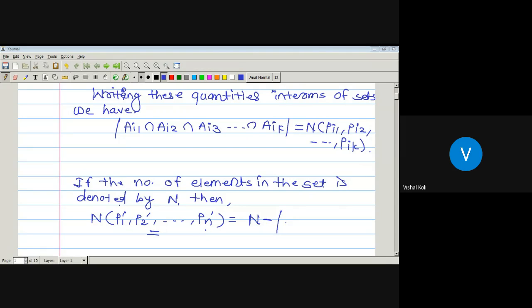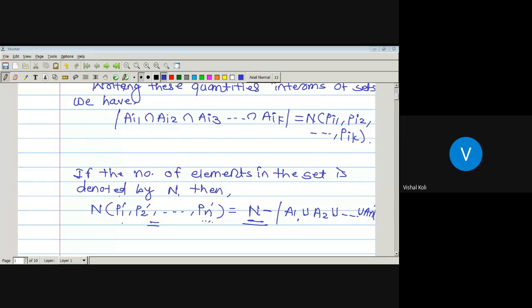It means we have to take A1 union A2 union up to so on union An. Since A1 union A2 union up to so on union An contains all the elements which satisfy either of the properties P1, P2, up to so on Pn. As here we have to find out the n of P1 dash P2 dash up to so on Pn dash, that is the number of elements with none of the properties P1, P2, up to so on Pn, it means total number of elements minus the elements which satisfy the properties P1, P2, up to so on Pn.